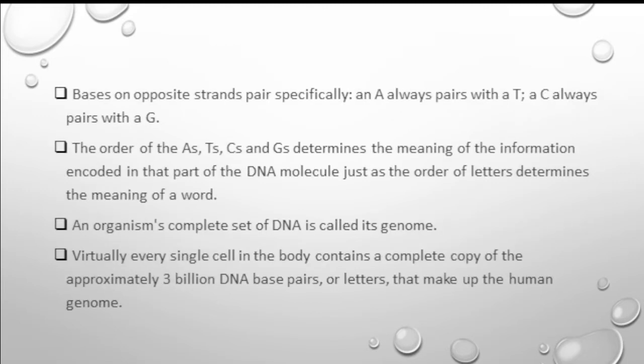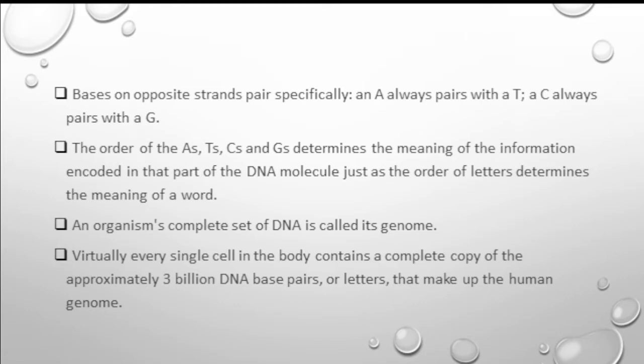Bases on opposite strands pair specifically. An A always pairs with T, while a C always pairs with G. The order of the A's, T's, C's, and G's determines the meaning of the information encoded in that part of the DNA molecule, just as the order of letters determines the meaning of a word. This constitutes the DNA sequence, the code.